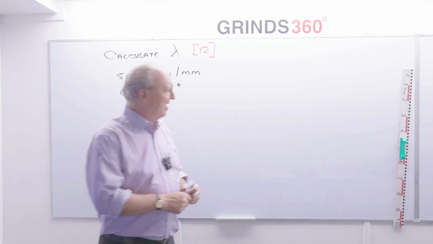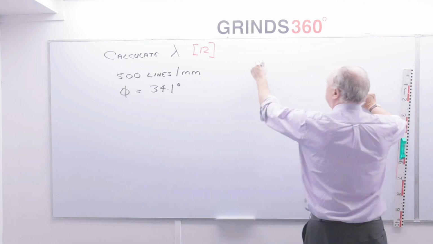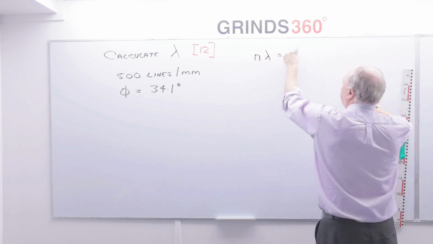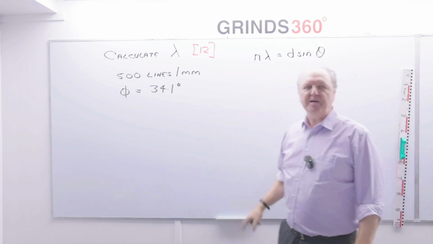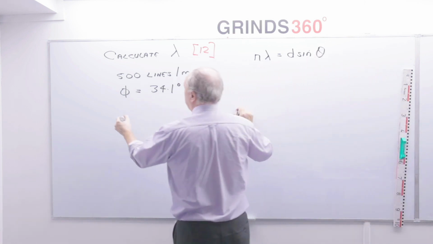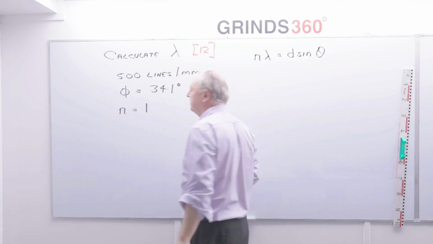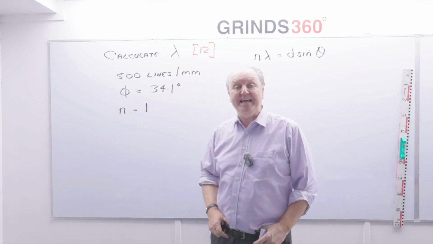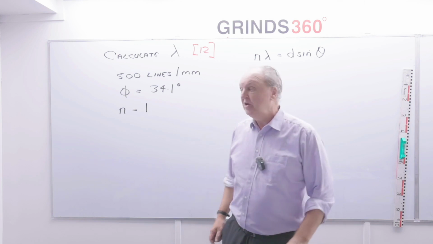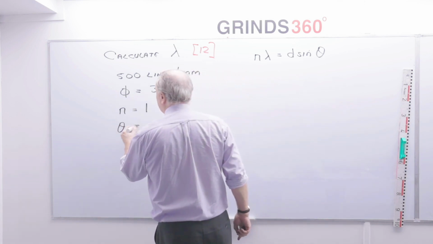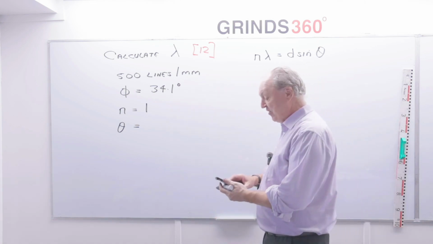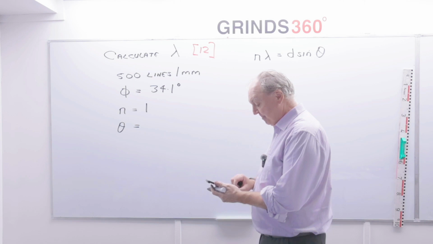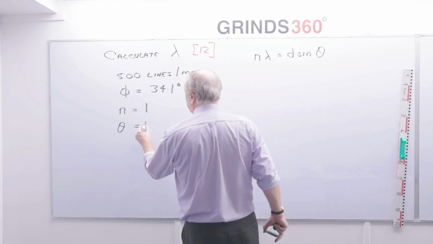Well, the formula you're going to use, so write down your formula, and you will get marks, of course: n lambda is equal to d sine theta. So I want to work out lambda. Well, we are talking about the first order images, aren't we? So I know that n is equal to 1. Now remember, phi is the angle between the two first order images. So if I want theta, which is just the angle of n equal to 1 on the left or the right, I'm going to divide the 34.1 degrees by 2. And that will give me an answer of 17.05 degrees.